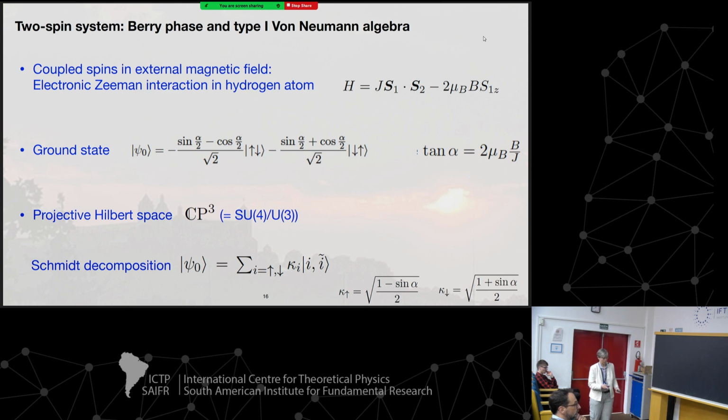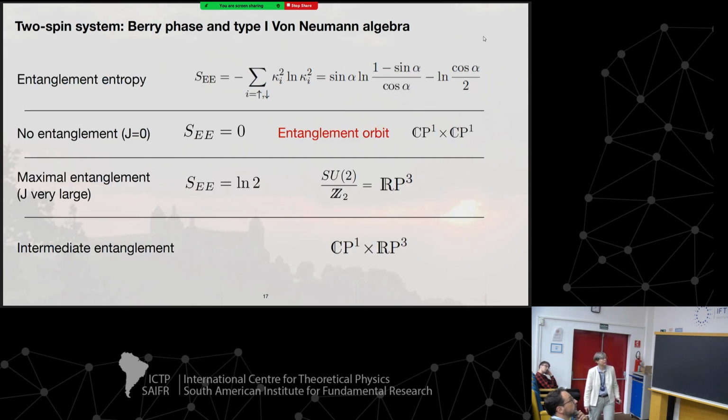Then you can write down the entanglement entropy, which is the von Neumann entropy for these two subsystems, and you can just calculate it explicitly from the Schmidt coefficients, and it looks like this. Again, alpha involves both the magnetic field and the coupling constant. Now there's something interesting, which is called an entanglement orbit. An entanglement orbit is a subspace of the Hilbert space where the entanglement entropy has the same value.